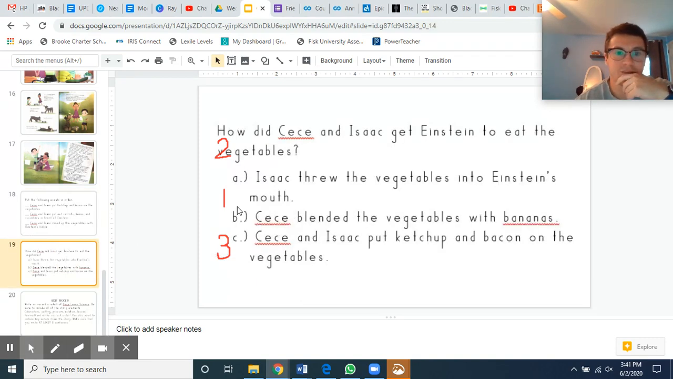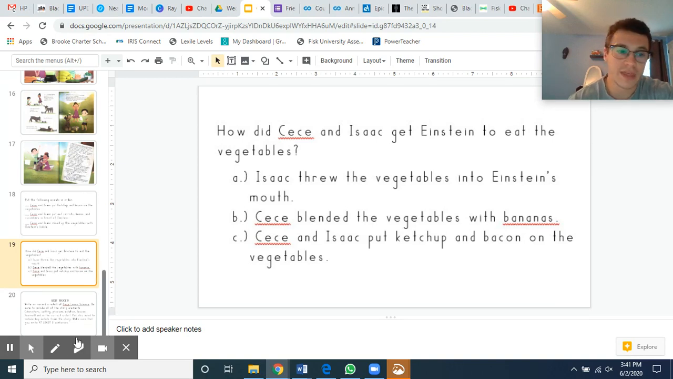All right, let's go to the next question. How did Cece and Isaac get Einstein to eat the vegetables? All right, I think we all know the answer to this one, but don't forget we have to find our text evidence. So the options are A, Isaac threw the vegetables into Einstein's mouth. B, Cece blended the vegetables with bananas. And C, Cece and Isaac put ketchup and bacon on the vegetables.